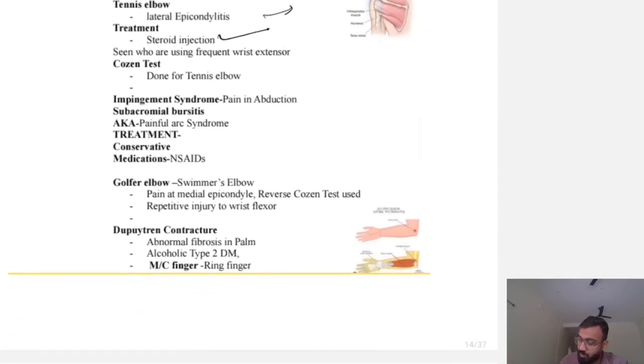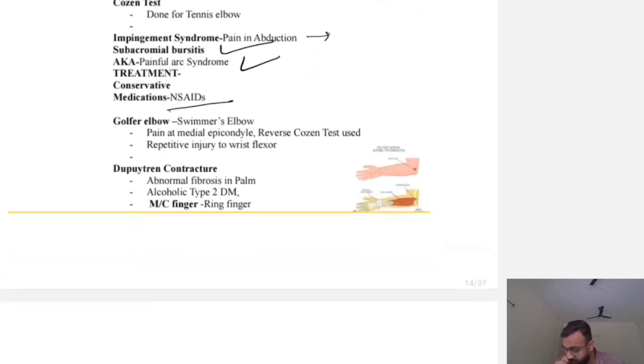Now the impingement syndrome. Impingement syndrome is pain due to abduction, so it is causing impingement here. It is pain during abduction. It is subacromial bursitis, also known as painful arc syndrome. We will do conservative management by giving NSAIDs.